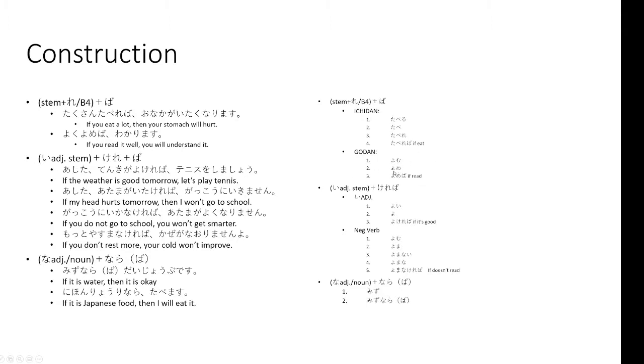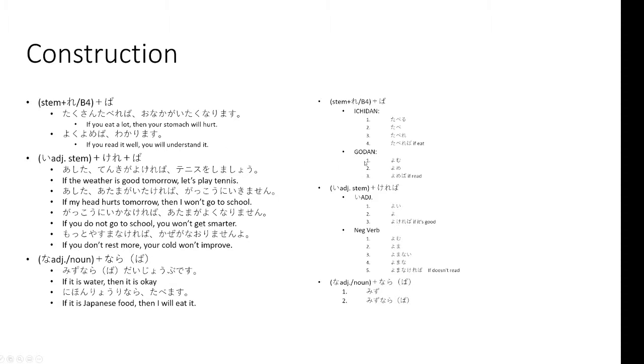Now, after you've gotten to yome, you can then add the ba, and you have if the subject reads. In this example, the sentence means if you read it well, you will understand it. It is yoku yomeba wakarimasu.